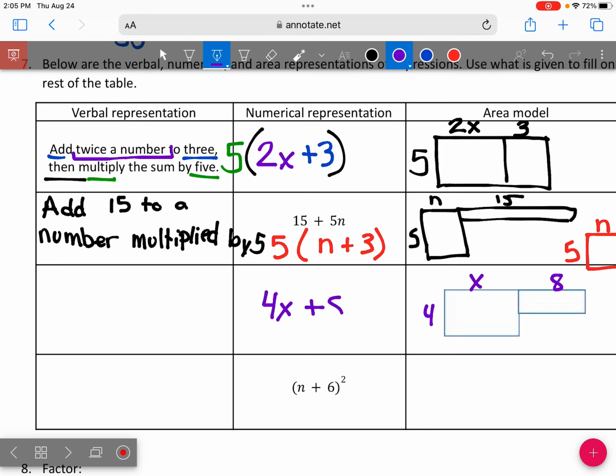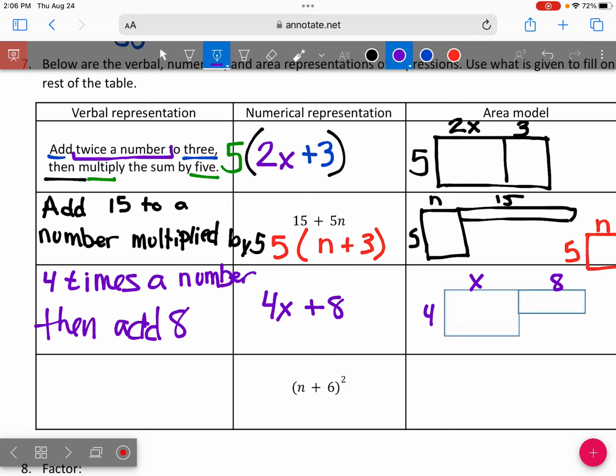4x plus 8. We made a thing. It didn't have any variables on there, didn't have any terms on there. On the test, there will not be a make it entirely from scratch, because I'm not that mean. Okay, everything will have stuff with it. So this is very much like the one we just did above. 4 times the number. Then add 8. Totally fine.